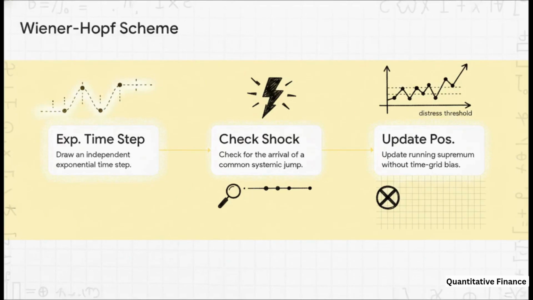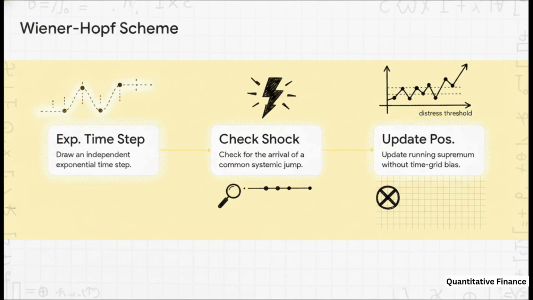To actually compute this in practice, they deploy a Wiener-Hopf Monte Carlo simulation scheme. See, traditional simulations usually just glide through a fixed daily calendar, right? Which inevitably introduces a tiny error at every single step, a time discretization bias. But this scheme, it's event-driven. It hops directly between exponential event times. Step 1, you draw an independent exponential time step.